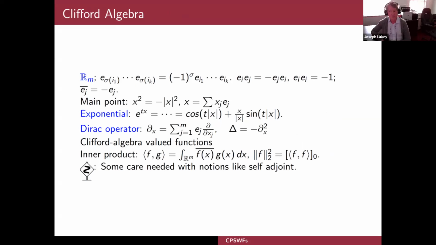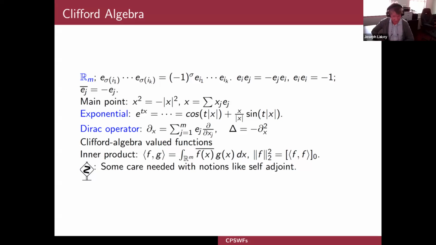So Clifford algebra of Euclidean space basically embeds Euclidean space R^m into a 2^m dimensional algebra by introducing a basis of products of the basis vectors in Euclidean space, which is basically e_i e_j is minus e_j e_i. So it's non-commutative. And e_i times e_i is a scalar, the scalar minus one. And so we can define Clifford conjugation just by putting a bar over the Euclidean basis elements and saying that those are the square roots of minus one, basically.